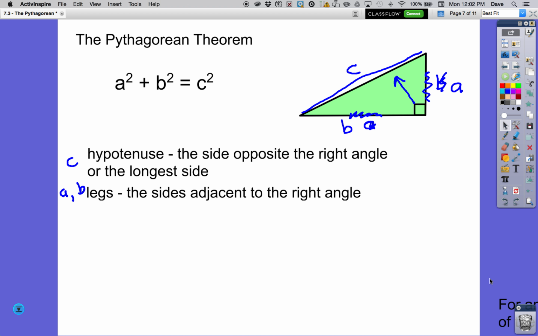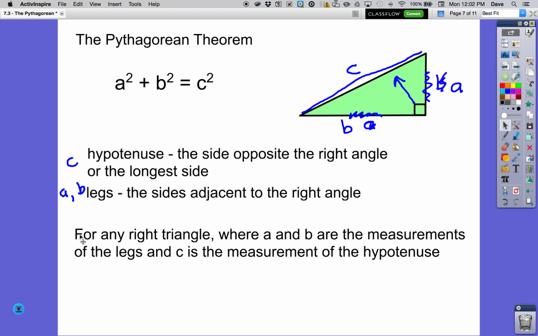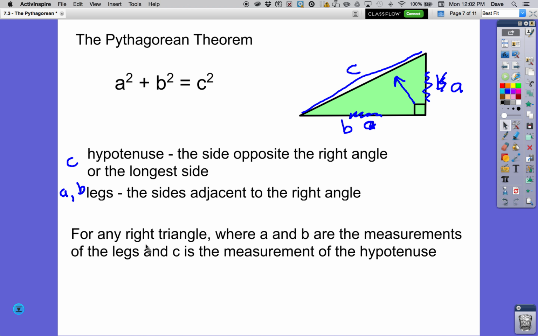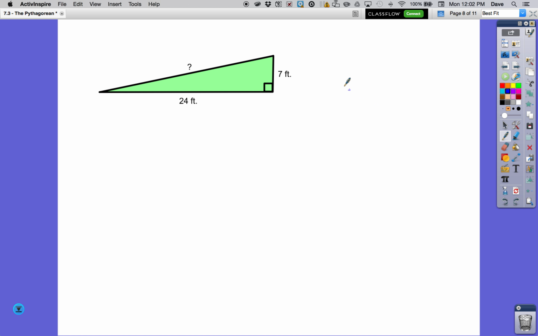And so what we come up with is that for a squared, b squared, and c squared, this theorem works for any right triangle where a and b are the measurements of the legs, and c is the measurement of the hypotenuse. That way we can keep track of which side's which and which numbers go into our theorem. Alright, so let's try this out.